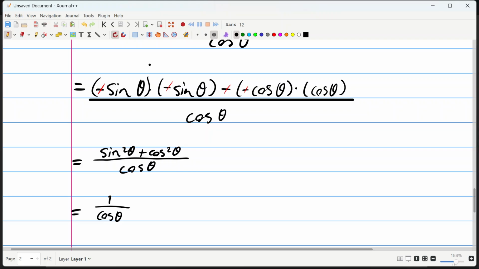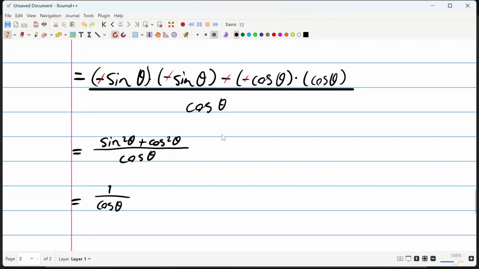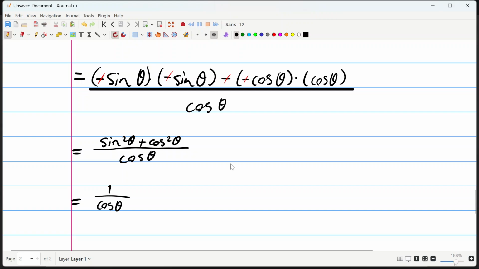And if you want to be fancy, this is the same as sec theta. But we don't deal with those ratios in grade 11 and 12. Okay. Otherwise, this would be the answer to the question that we've just done. Now let's do one more type of question that we can get for reduction, and then we do one example, and then we can call it a day for this lesson.